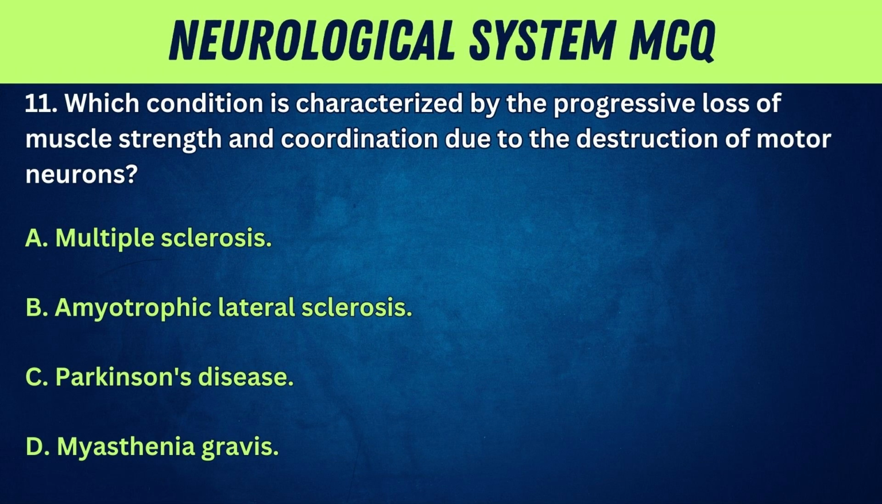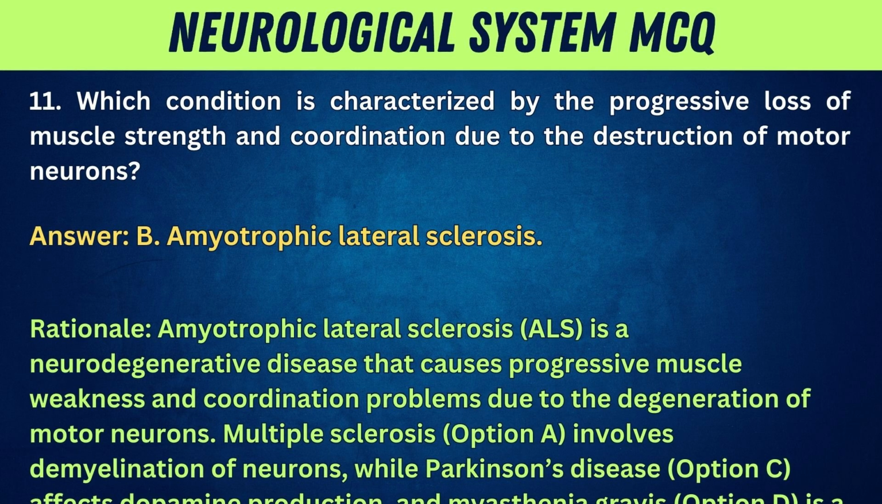11. Which condition is characterized by the progressive loss of muscle strength and coordination due to the destruction of motor neurons? A. Multiple sclerosis. B. Amyotrophic lateral sclerosis. C. Parkinson's disease. D. Myasthenia gravis. Answer: B.